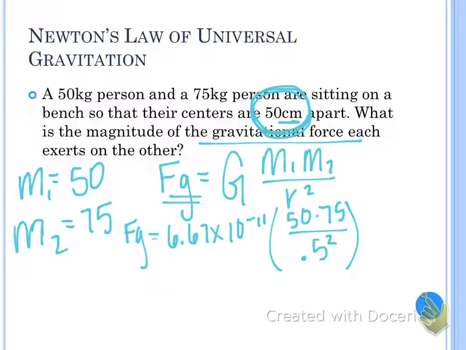So if you can do this in your calculator without having to do anything fancy, in one swoop, without having to re-enter numbers, I would start with the bottom, 0.5 squared, then I would say 50 times 75 divided by answer, and then I take that whole answer times 6.67 times 10 to the negative 11th. That way you're not having to re-enter numbers. Start with the bottom, and then work your way over.